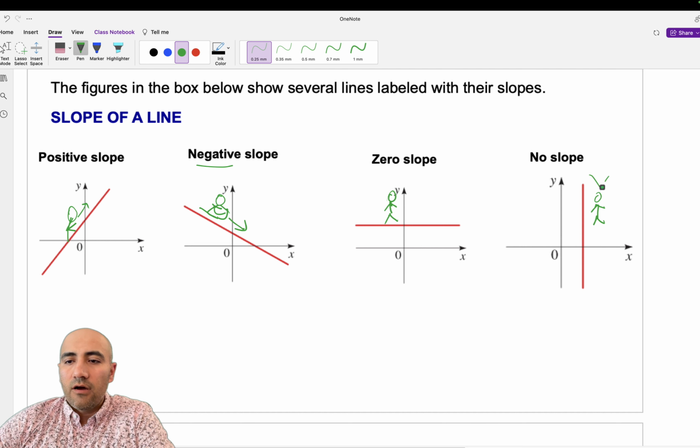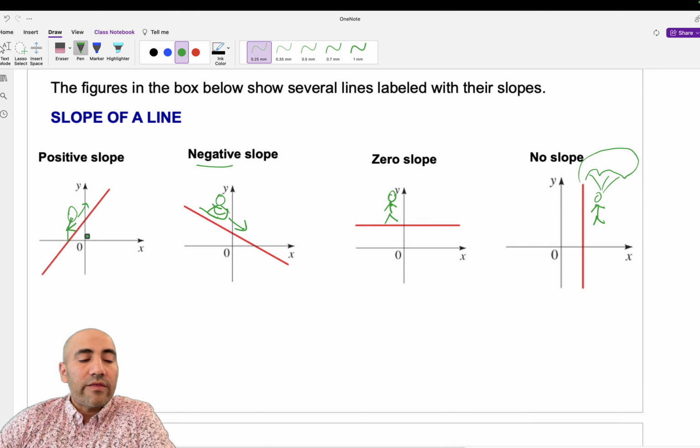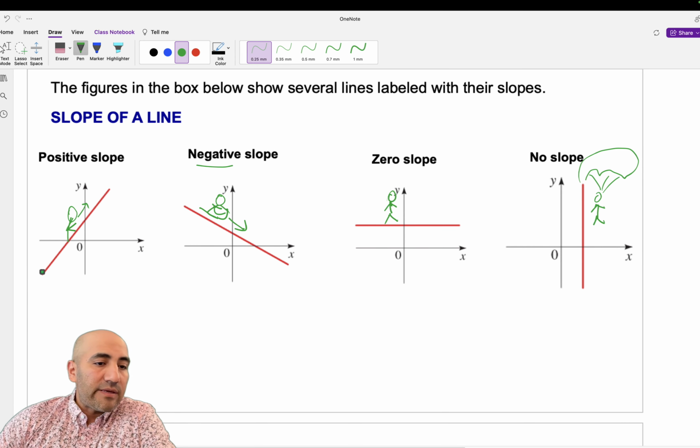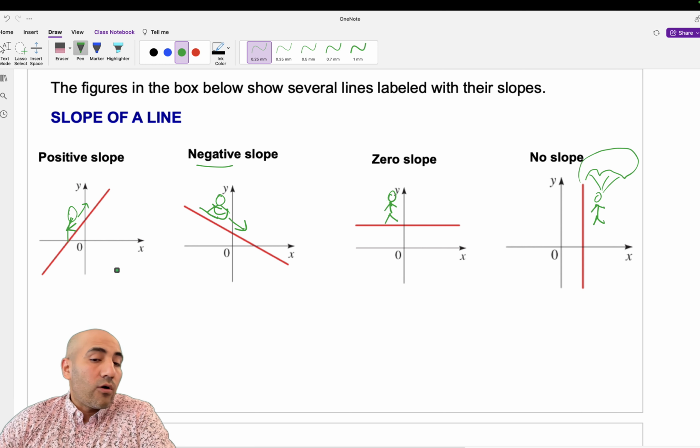Right? He's just falling, a little parachute here. So no slope, nowhere for him to stand. Zero slope, perfectly flat horizontal. Notice that this is independent of where the line is drawn in relation to the quadrants. So a positive slope does not mean that it is in quadrant 1 or quadrant 2. You could have a positive slope and be down here in quadrant 3 or in quadrant 4.